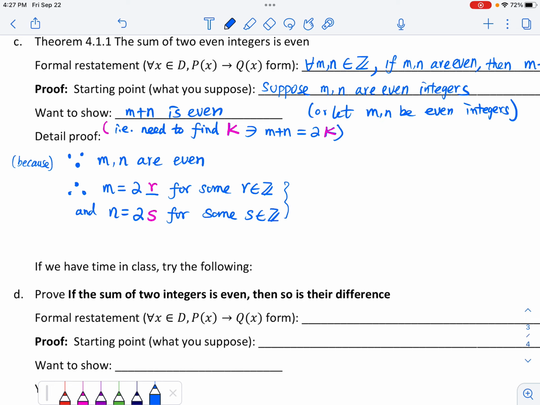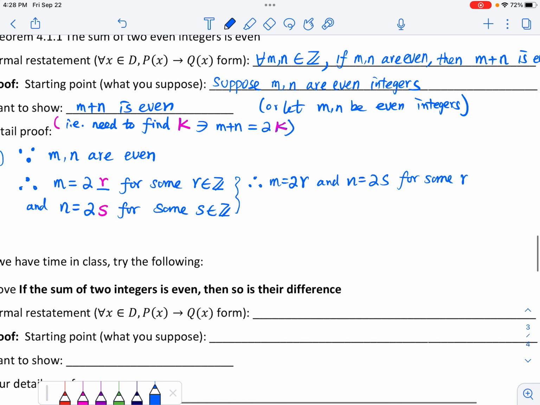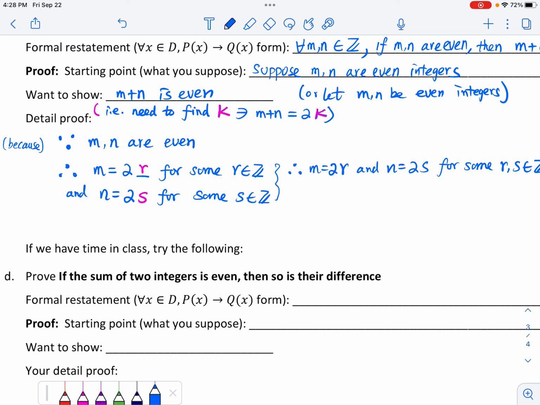Sometimes people write this in a shorter way. I think I should too, but at the beginning I err on the side of more detail than less. So sometimes you just say therefore m is 2r and n is 2s for some integers r, s. So sometimes you can condense it into a shorter statement.